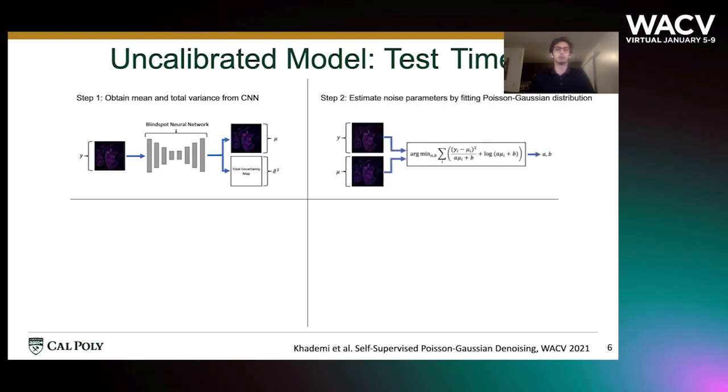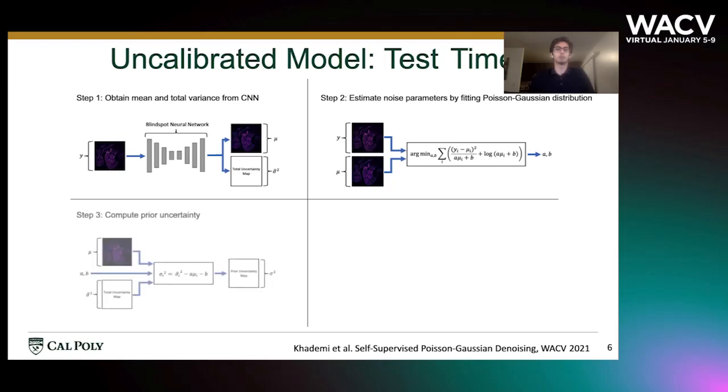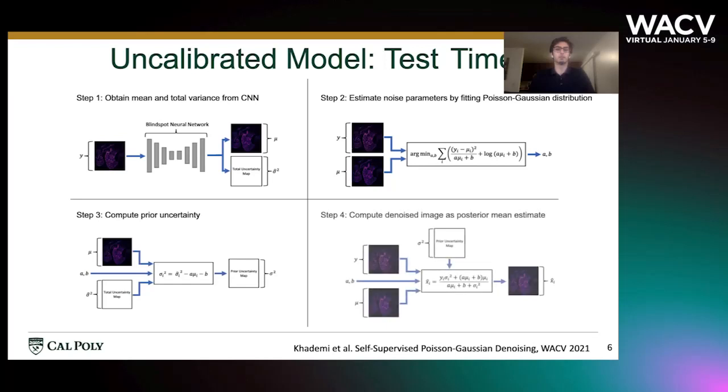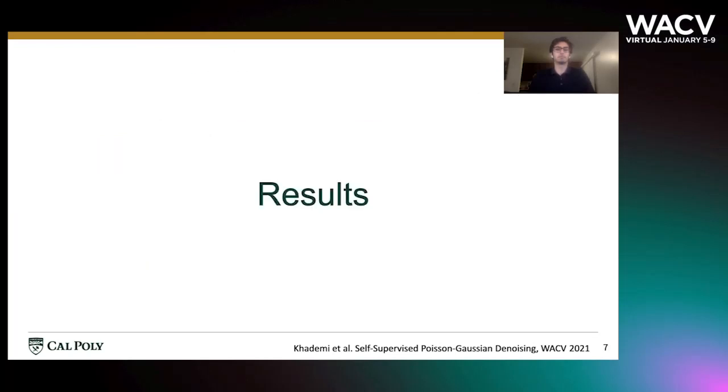Then we use a bootstrapping technique where we let the mean estimate, mu, act as a pseudo-clean image. Using our pseudo-clean image and noisy image, we estimate the noise parameters by fitting a Poisson-Gaussian distribution. Once we have the noise parameters, we compute the prior uncertainty from the total uncertainty and noise estimate. Finally, we obtain our denoised image by computing the posterior mean estimate.